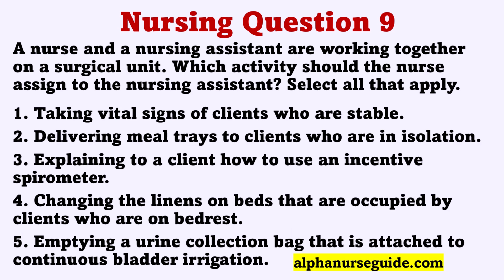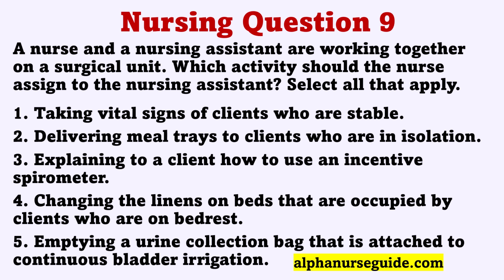A nurse and a nursing assistant are working together on a surgical unit. Which activity should the nurse assign to the nursing assistant? Select all that apply. 1. Taking vital signs of clients who are stable. 2. Delivering meal trays to clients who are in isolation. 3. Explaining to a client how to use an incentive spirometer. 4. Changing the linens on beds that are occupied by clients who are on bed rest. 5. Emptying a urine collection bag that is attached to continuous bladder irrigation.